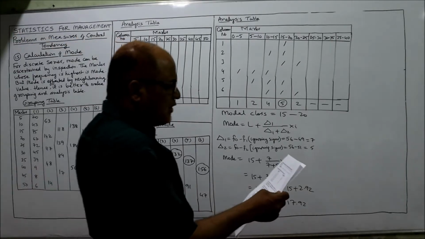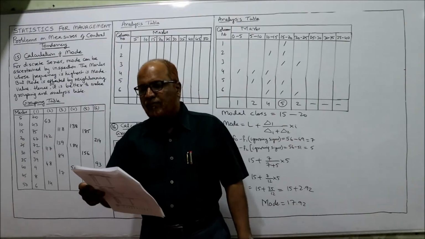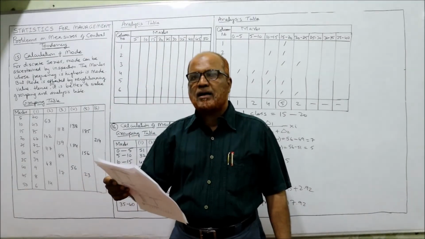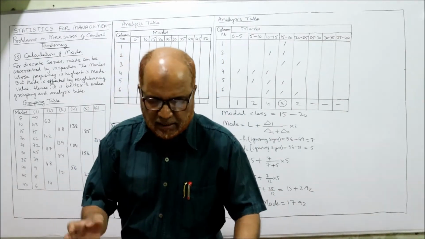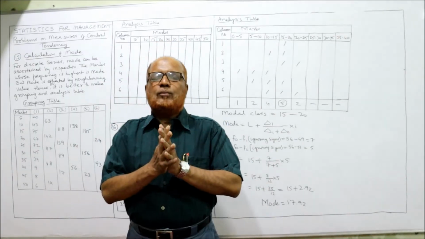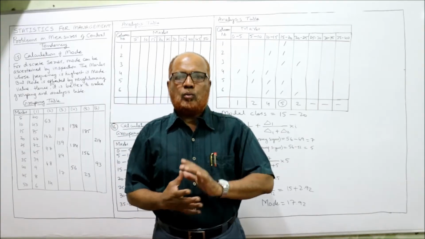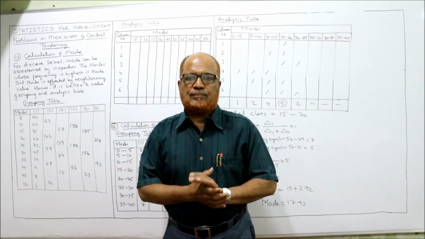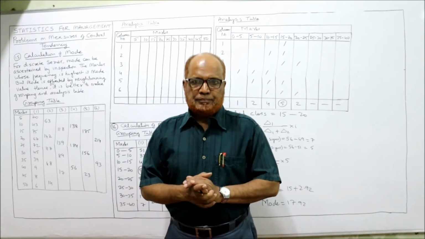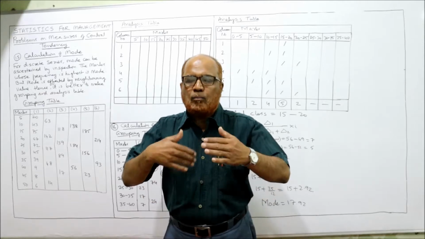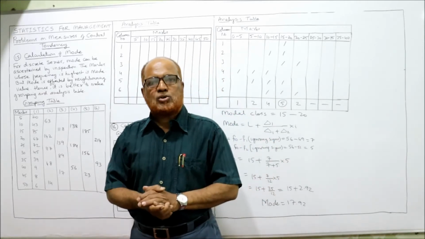Come on, see the 15th problem. Calculate the mode from the following frequency distribution. Marks are given, number of students are given. In the previous video I told you the meaning of the term mode. Mode is that value which occurs most in a given data. The value which is occurring the greatest number of times, that is called mode.